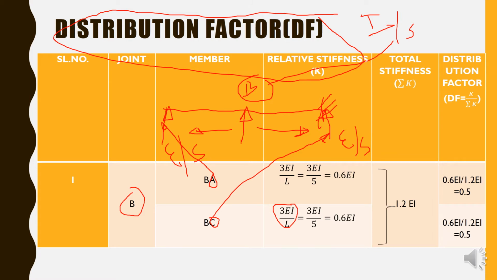In both cases it is 3 by 5, and the ratio comes out as 0.6. The total stiffness at point B will be 0.6 plus 0.6, because two members are connected at B. If we had a vertical upward member and a vertical downward member, then four members would be connected at point B. So note down how many members are connected at point B: two members, BA and BC. If we add both together, it comes out as 1.2, and the distribution factors will be 0.5 and 0.5. So BA will be 0.5 and BC will be 0.5.